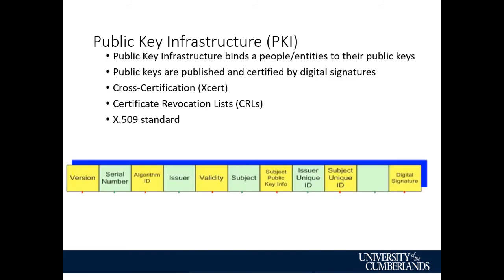The PKI infrastructure binds people and entities to the public keys. Public keys are published in certificates, through digital certificates, cross-certification, and certification. And this is kind of a process. We start with the version, then go to the serial number, the algorithm, and how it was issued. It will be checked. Then the subject's public key, the issuer unique ID, the subject unique ID, and the last is the digital signature.